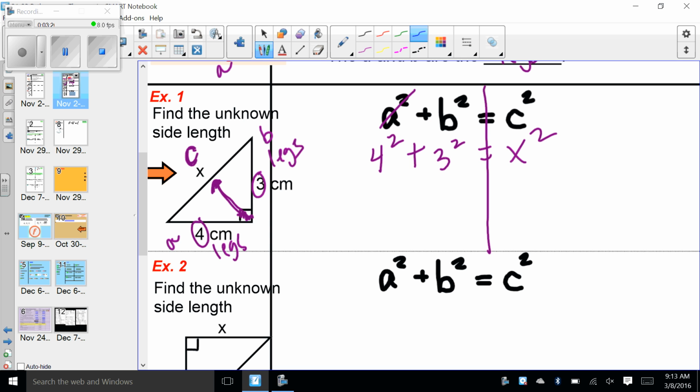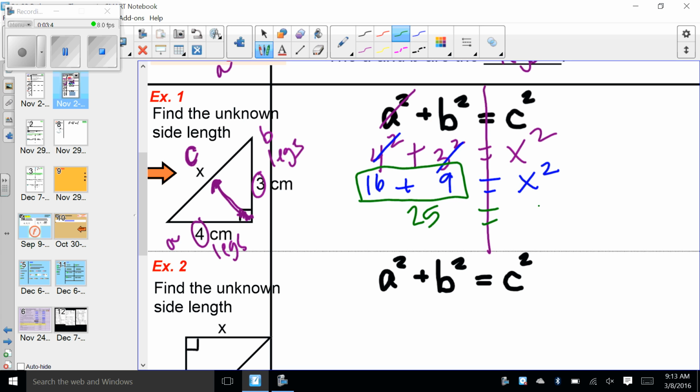So as I start to solve then, we have a 4 times 4, which is 16. We have a 3 times 3, which is a 9. And we have an x squared over on the right-hand side. We're going to use the hand method here eventually. 16 plus 9 gives us 25 equals x squared. And now we have the square. To undo the square and get rid of that power of 2, we take the square root, copy, paste. And we get 5 equals x.